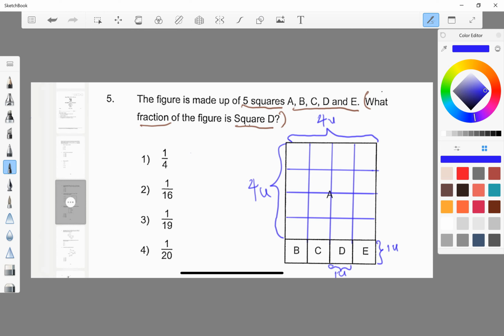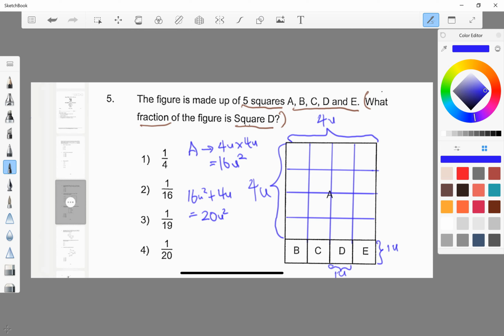So we can say that square A is 4 units times 4 units, which will give us 16 unit squares. And we can also say that for B, C, D, and E, there are 4 smaller squares, so that will be 16 unit squares. We add the 4 unit squares, and that leads us to 20 unit squares.